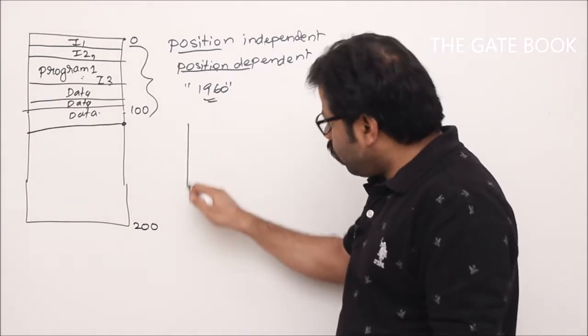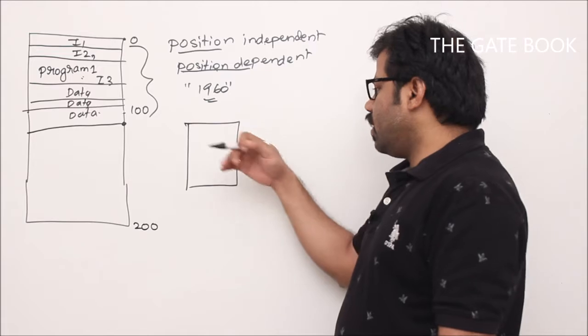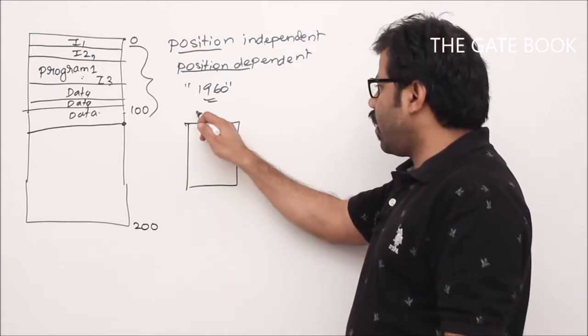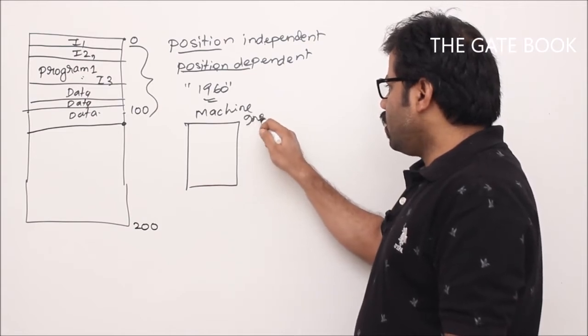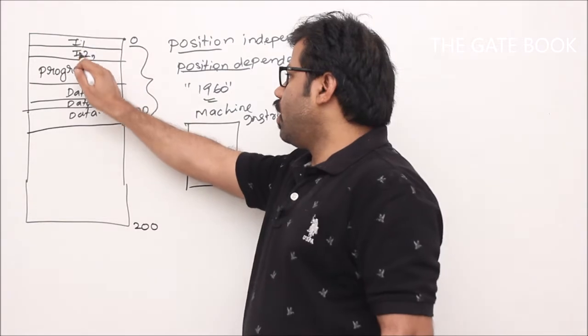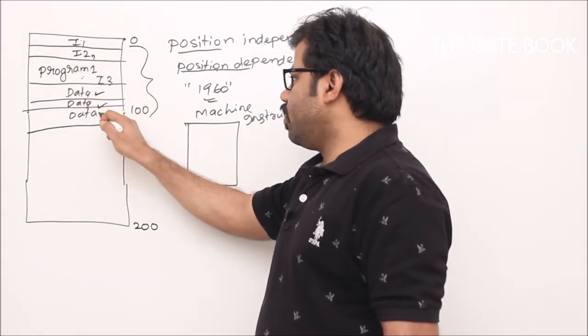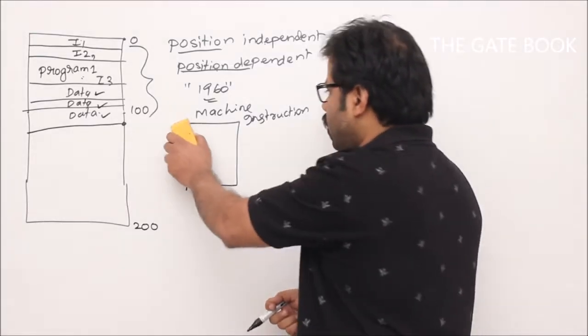People used to write programs. Whatever the language they used doesn't matter. Mostly they used assembly-level programming, and assume that finally it is converted to machine instructions. Once this program is converted to machine instructions like I1, I2, I3, followed by the data that the program requires, like we have seen just now.